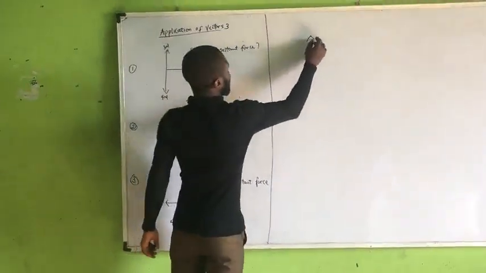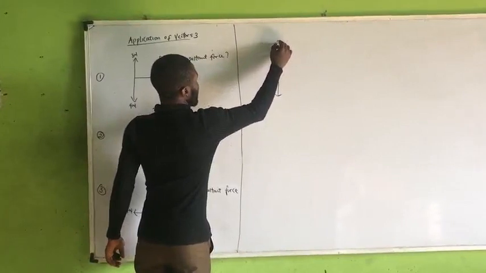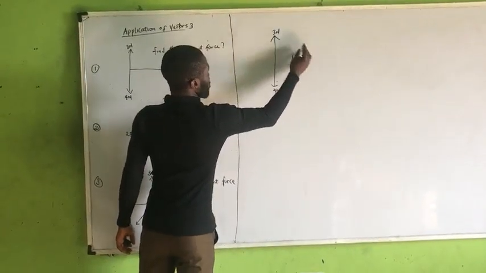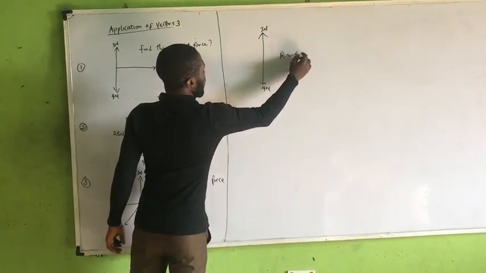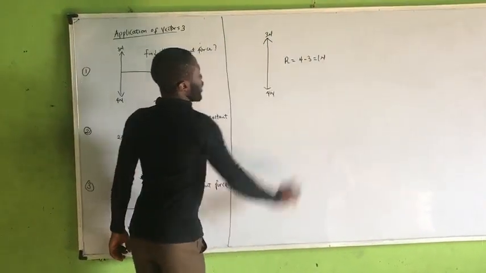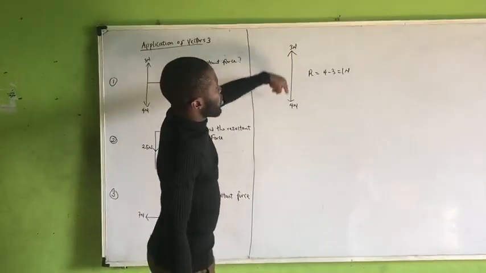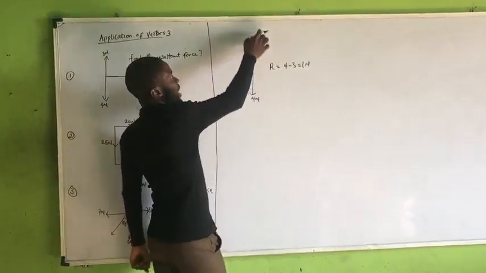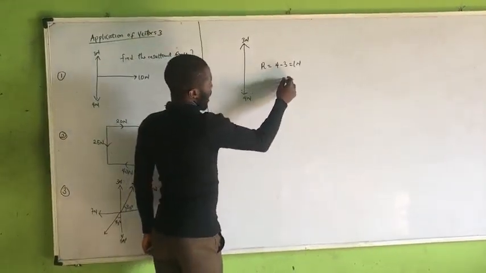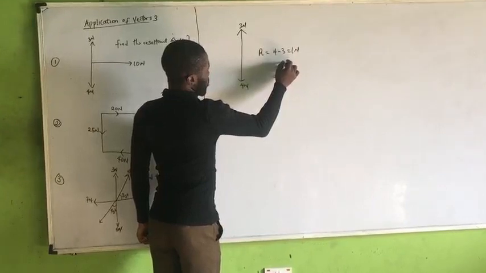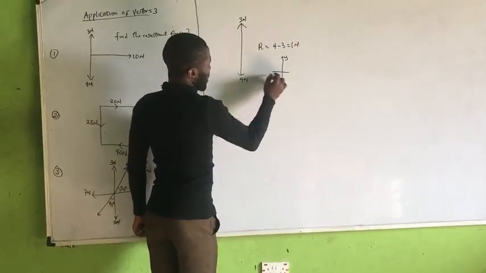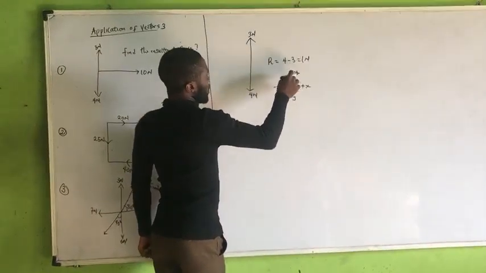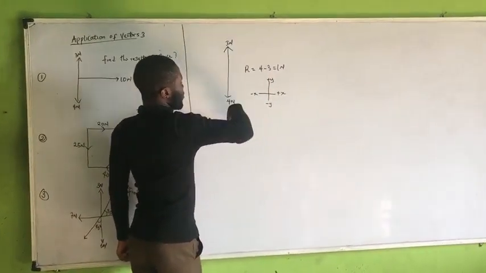Now for the 3 Newton and the 4 Newton force, let's find the resultant for this. This will be 4 minus 3, and that's 1 Newton. In what direction? In the direction of the 4 Newton force. Why? Because the 4 Newton force is greater than the 3 Newton force. And what direction is that? This is plus y, minus x, plus x. So that is in the direction of the negative y-axis.